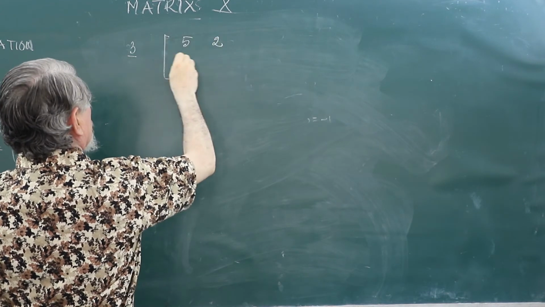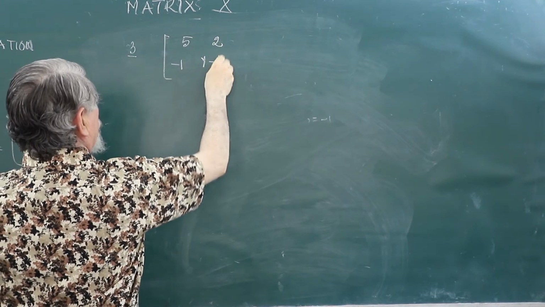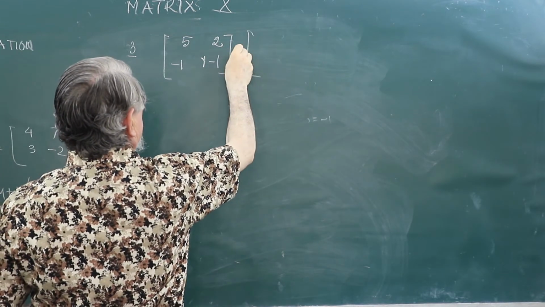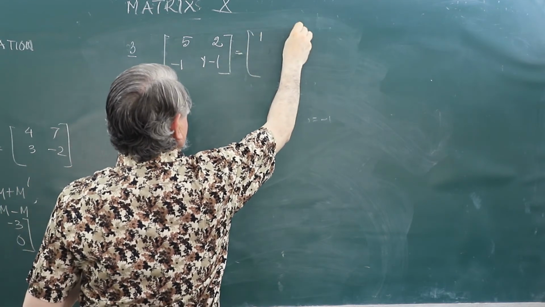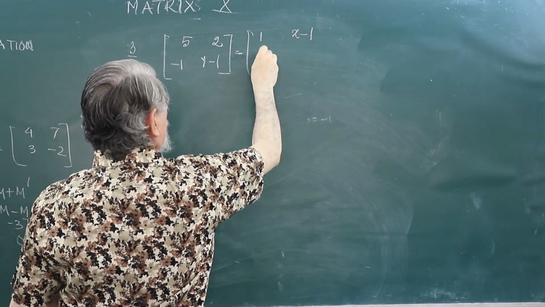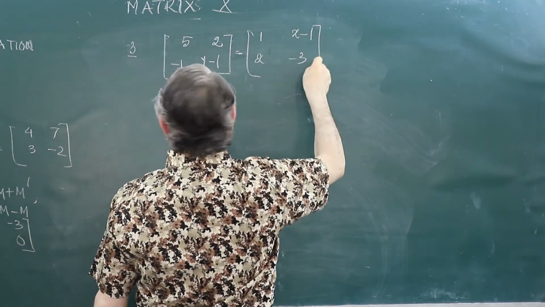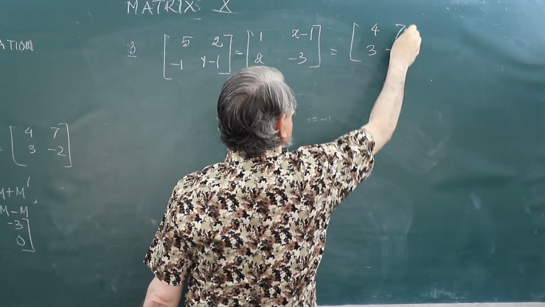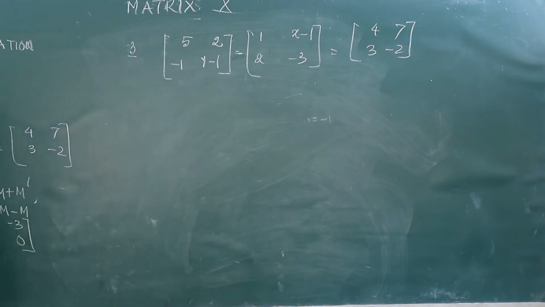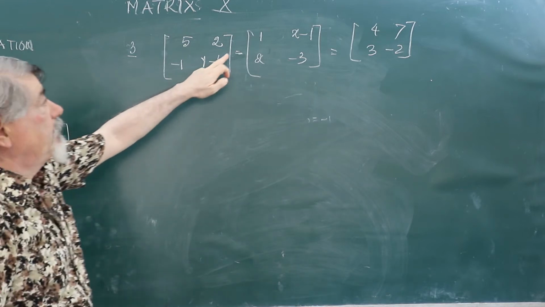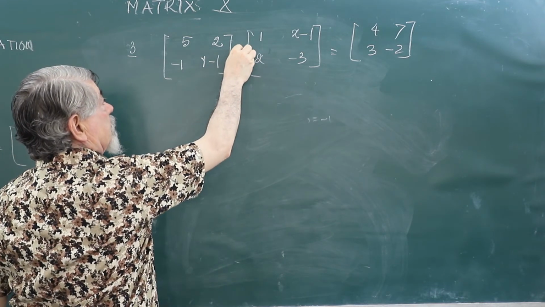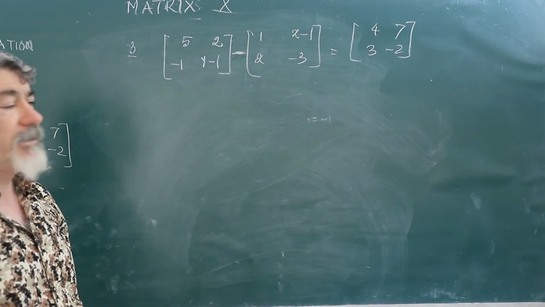5, 2, minus 1, y minus 1, minus 1, x minus 1, 2 minus 3 is equal to 4, 7, 3 minus 2. Now what we need to do is, we have three matrices here, they are of the same order. On the left hand side, this matrix is subtracted from this. This is minus in between here. Minus in between is equal to 4, 7, 3 minus 2.